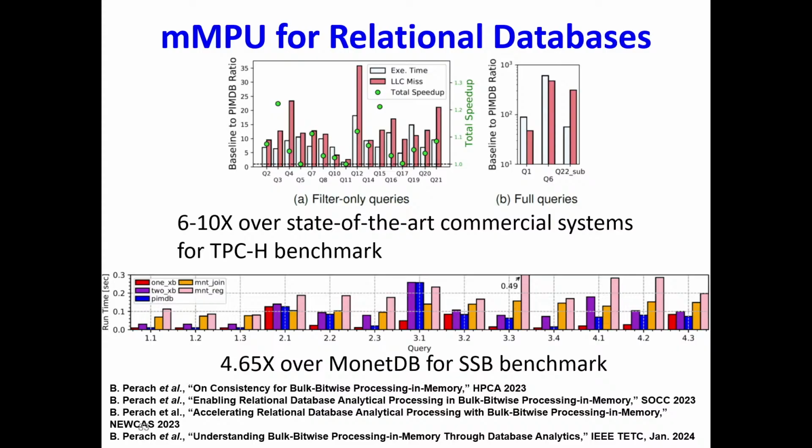So you can see on the top results for TPCH and on the bottom results for SSB, different benchmarks. And you get, I don't know, between 5 to 10x performance improvement compared to large, sophisticated hardware, because those machines usually require a lot of memory and a lot of processors. So at least in theory, the mMPU should be much cheaper and easier to implement than those machines.